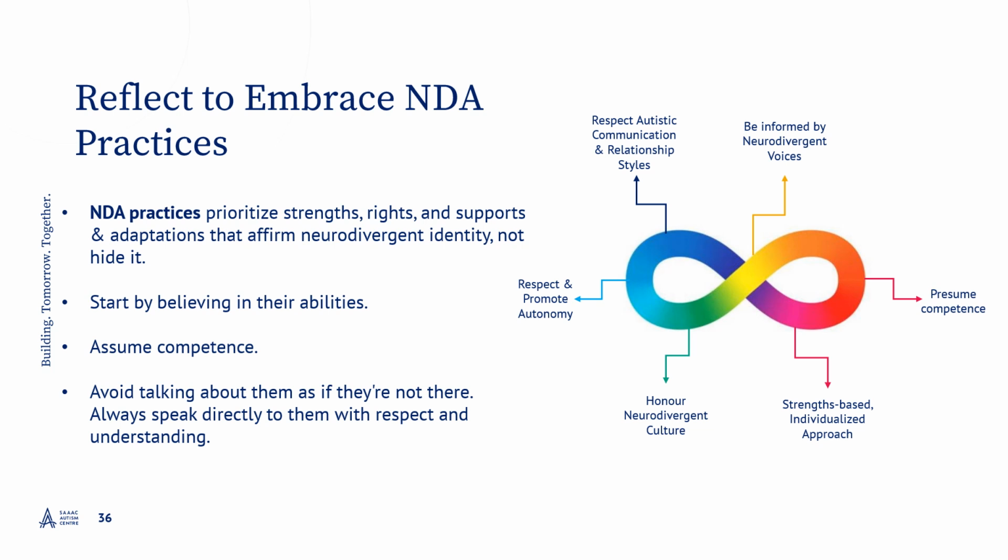You can see the tenets of neurodiversity affirming practices on the right of the screen. They include respecting autistic communication and relationship styles. Strategies should be informed by neurodivergent voices. Strategies should presume competence. They should be strengths-based and individualized. They should honor neurodivergent culture, and they should respect and promote autonomy.